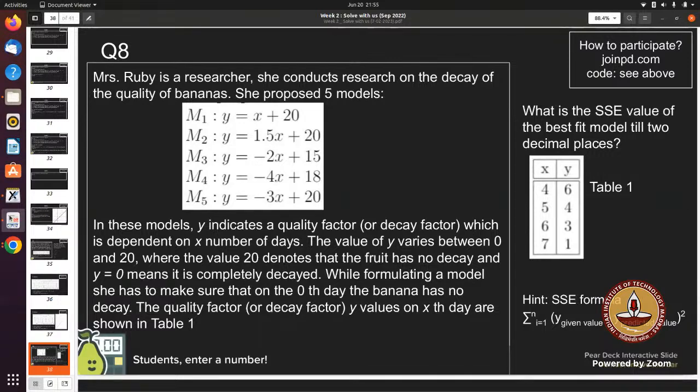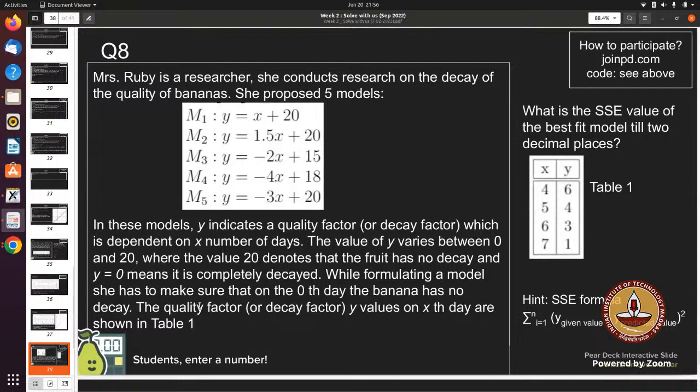Okay. So observe that for this type of problem, this is a decay problem, right? So the slope must be negative or positive? Negative. So the first 2 options we don't have to check, M1 and M2, because their slopes are positive. So those are not decay models. Okay, this is the first thing.